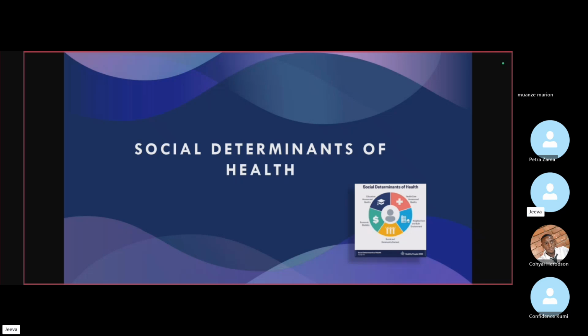Social determinants of health. Okay. We'll see what the different social determinants of health are. Can we go forward? Am I audible? Are you there in the class? Yes, we are there. Okay. So next, we are moving on to the next topic, that is, what are the different social determinants of our health?